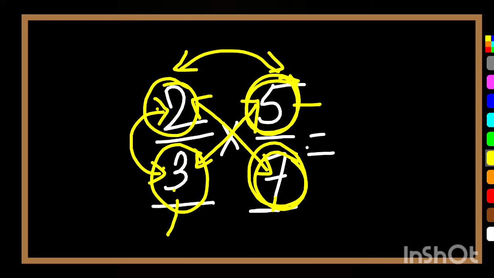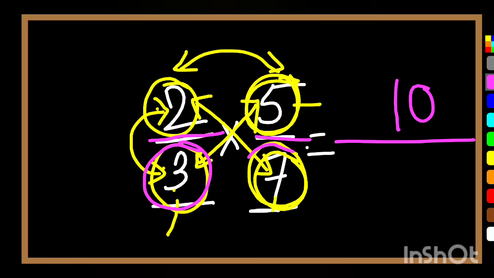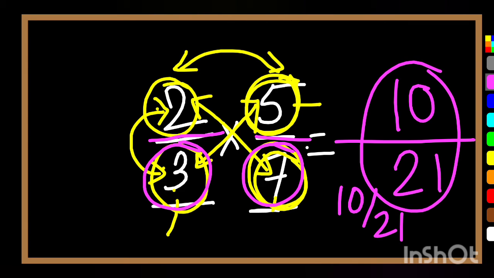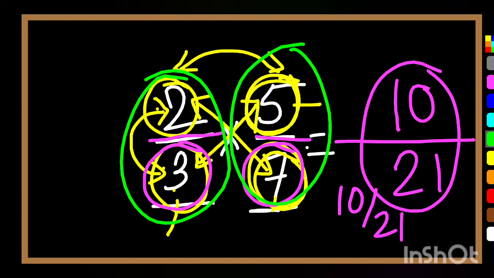Now what is the next step? Simply we will multiply 2 and 5, we will draw the vinculum, and then we will multiply 3 and 7, it is coming 21. So in the answer it is coming 10 by 21. So this is the product of these two fractions, means 2 by 3 and 5 by 7. We have not reduced anything over here. Okay, so let's take another example.